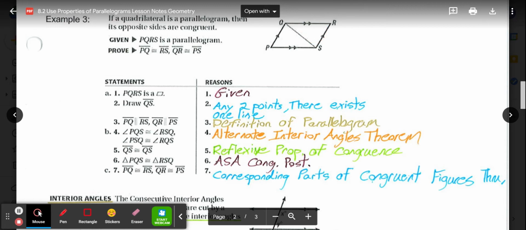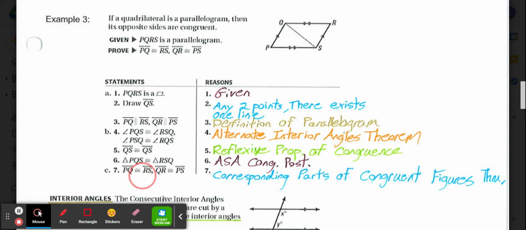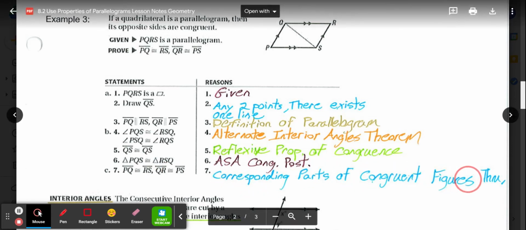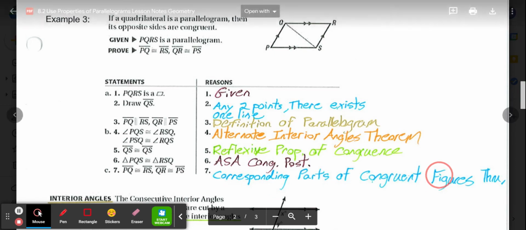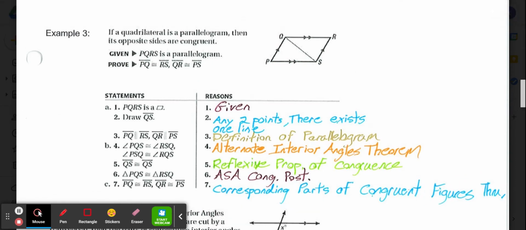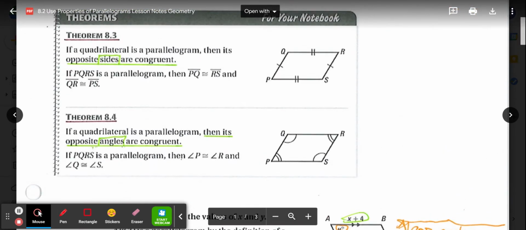All their corresponding parts are congruent. So side PQ is congruent to RS and QR is congruent to PS. Based on the reason, corresponding parts of congruent figures are always equal or congruent, and that theorem is the corresponding parts of congruent figures theorem. So this proof is showing that theorem 8.3 here is true for all parallelograms.